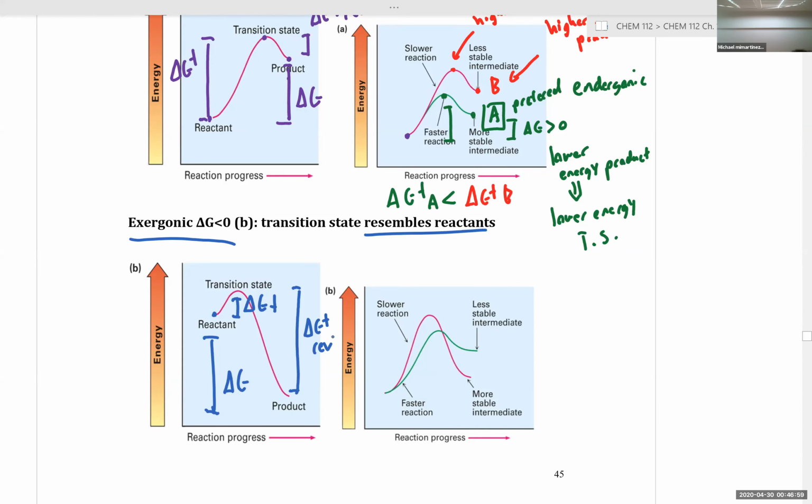Does everyone notice how the transition state is closer in energy to our reactants? Does that make sense to everyone? In this picture for the exergonic, does everyone notice how the reactant is closer? Okay, so the transition state is going to resemble our reactants.